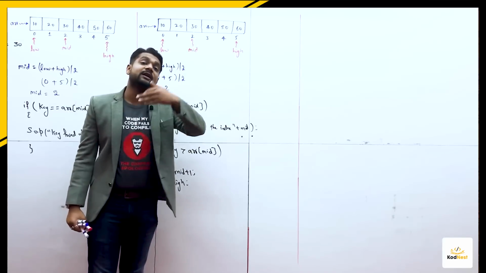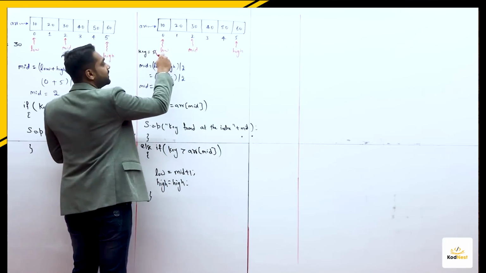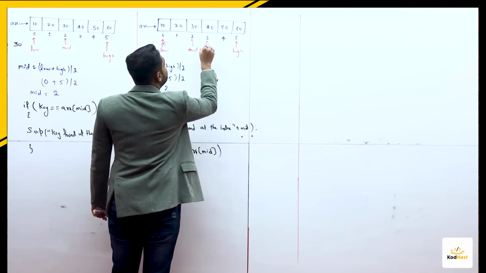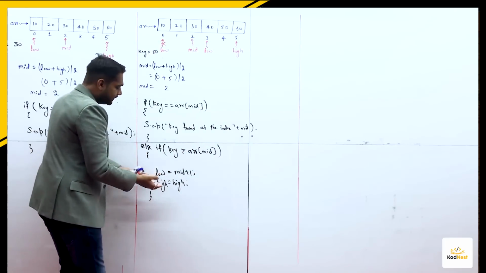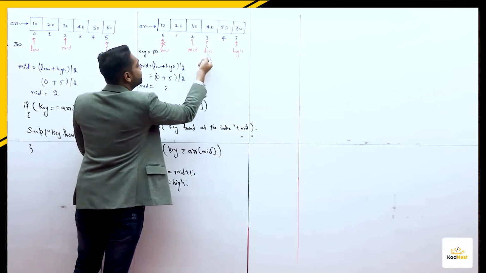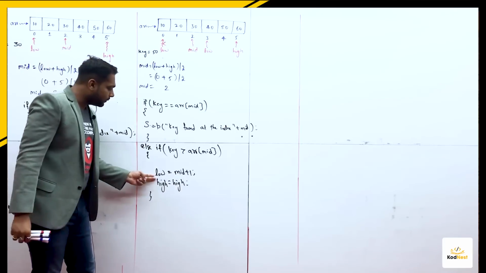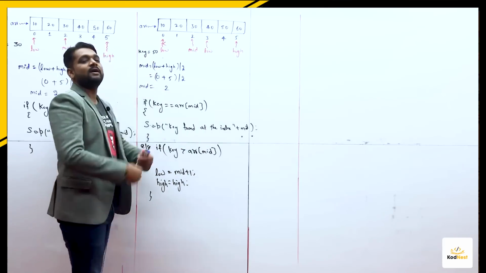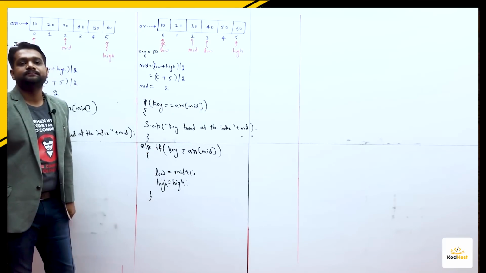If at all key is greater than array of mid, then take low and make it point to one level after mid. See, that is what I did. Mid was 2, mid plus 1 is 3. Make low point to one step ahead of mid. Let high be there only. High value previously also 5, now also 5.